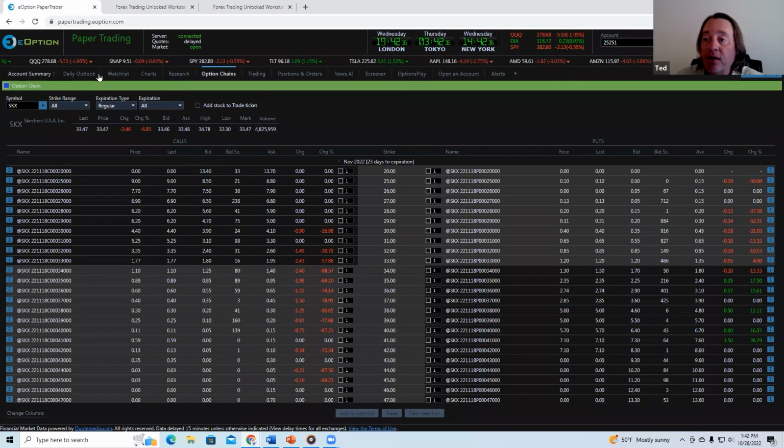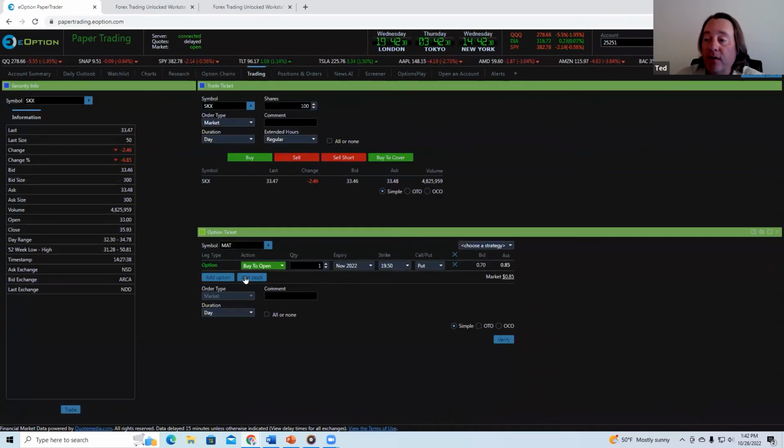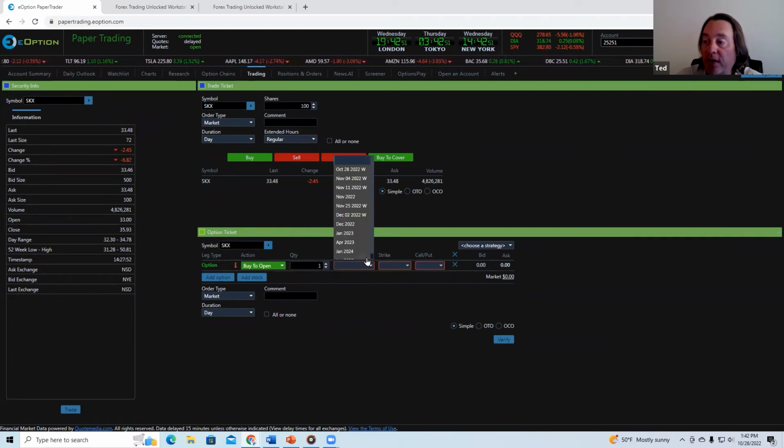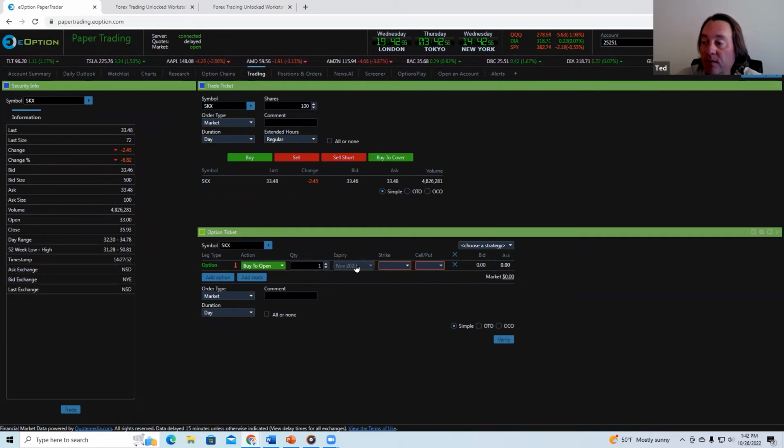So 33, we go to our trading, and now we change the symbol to SKX. We put that in. And then we add option, we go into buy to open because we are buying. Remember, quantity is 1. Expiration, we're going with the late November. Oh, wait, not November. Let's go with this one here, 1/4. Strike price is 33. And we're going to look at the put first.